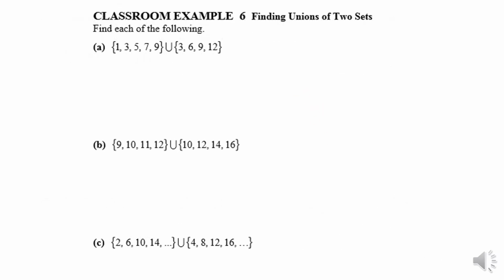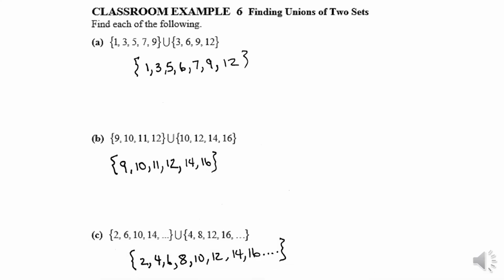Here we're finding the union of 2 sets, so we find what is in each set, put them together, including the things that are in both sets. Notice that we only have to list each set element once.